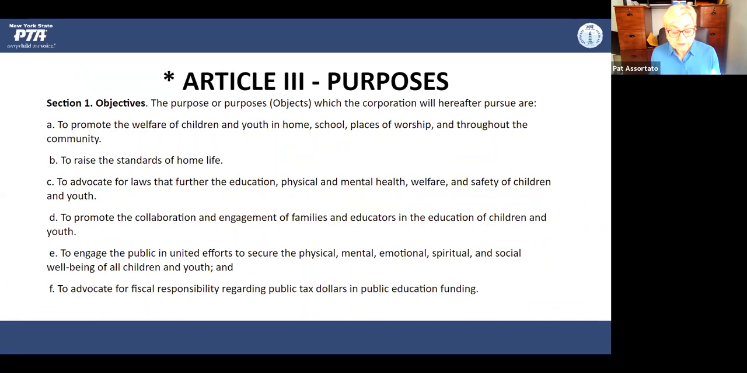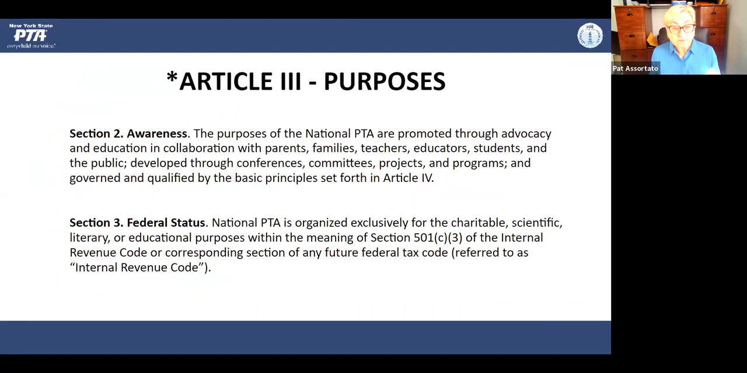Article 3, Purposes. The purposes of the association explain the reasons and goals for which PTA functions. Article 3, Section 1, lists our objectives with which you should all be familiar. Article 3, Purposes, Section 2, outlines how we will go about accomplishing the purposes. And Section 3 outlines the federal status under which our organization operates: Section 501c3 of the Internal Revenue Service Code.